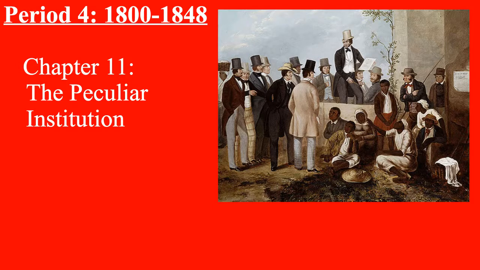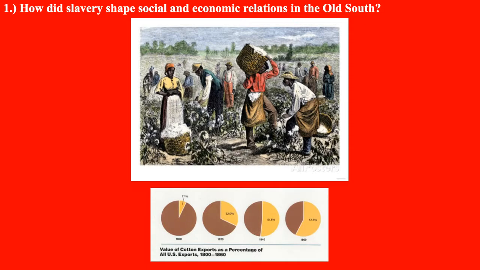So here we're going to be looking at antebellum slavery, the society of the South, and the centrality of slavery to that Southern society in the years before the Civil War. Essential question 1 is, how did slavery shape social and economic relations in the Old South?